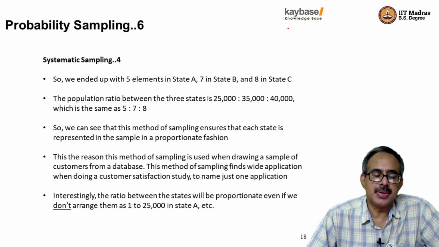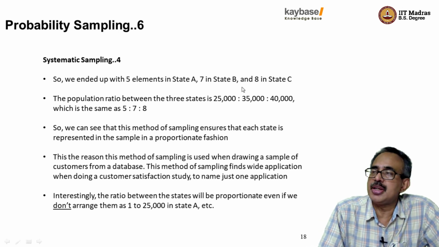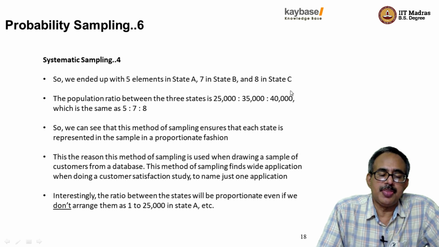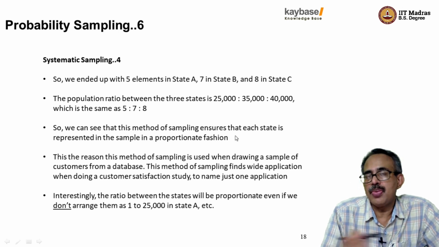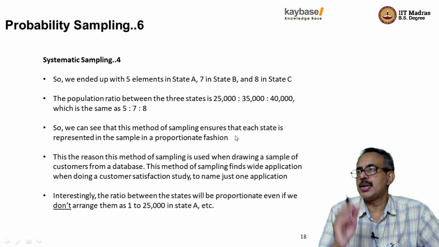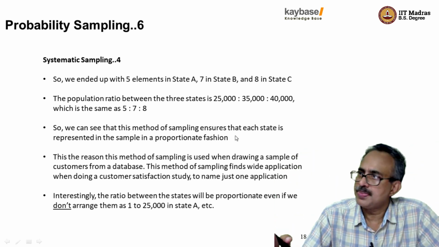So the same point is explained here. We ended up with 5 elements in state A, 7 in state B, 8 in state C. The population ratio between the 3 states is 25,000, 35,000, 40,000. So with this method, each state is represented in the sample in a proportionate fashion. This is the reason why we use the sampling method so often. We won't go wrong in our ratios. We won't get too much here or too much there. The method of sampling will look after this problem for us.